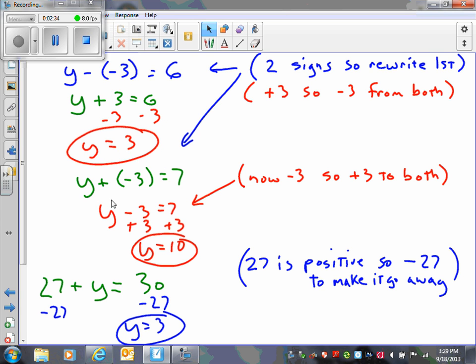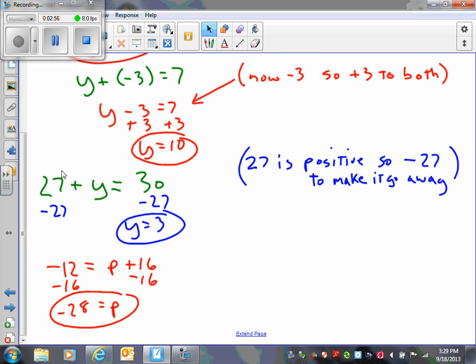On this one, I've got y plus a negative 3, which is the same thing as y minus 3. That's going to be equal to 7, so I'm subtracting 3 from y, so I add 3 to both sides. 7 plus 3 is 10, so the solution is y equals 10.